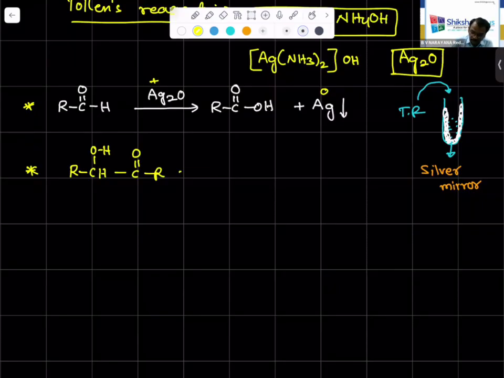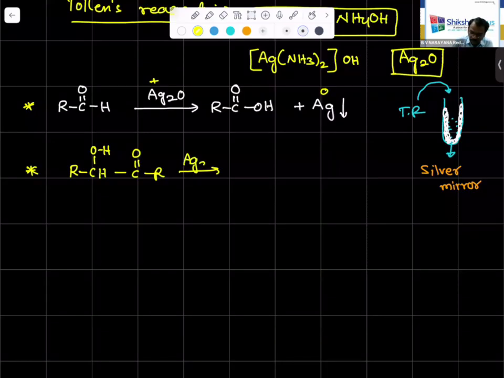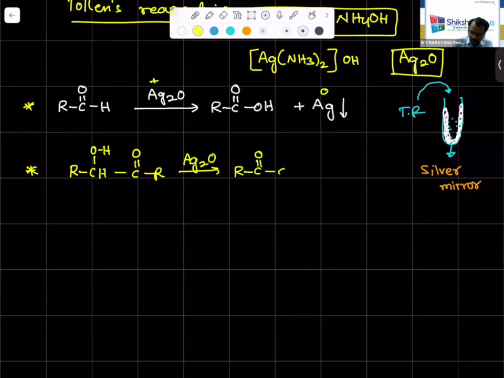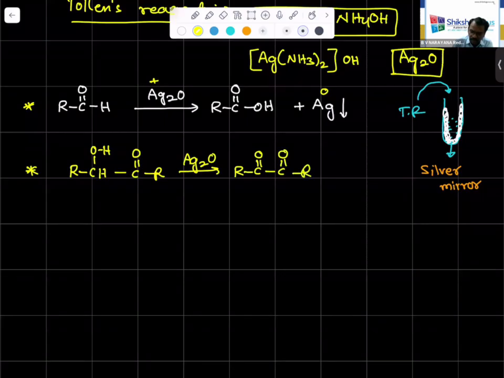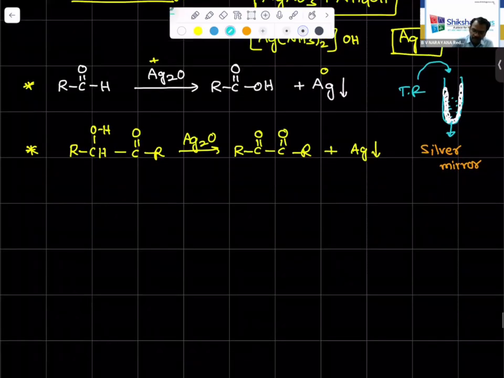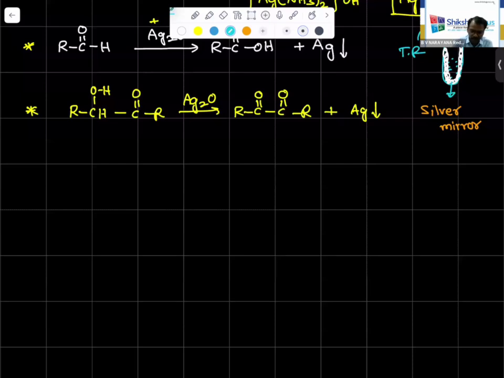How? When it is treated with Tollens reagent, what is happening? It will convert into a 1,2 vicinal diketone, and we'll get silver mirror also. How will this happen? We must have some idea about it.